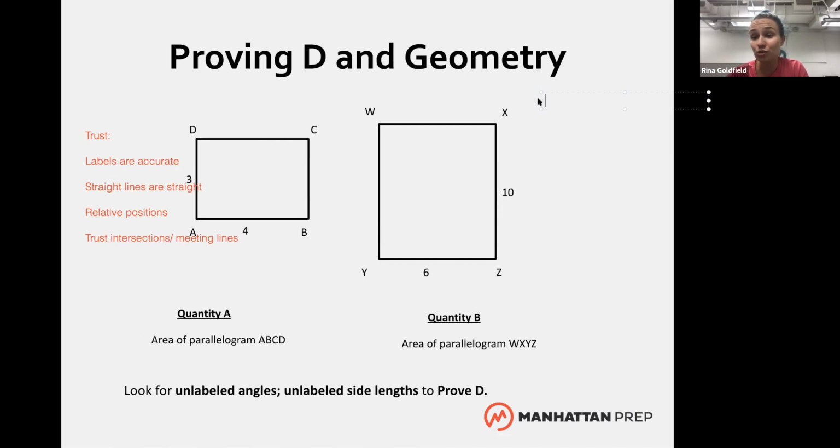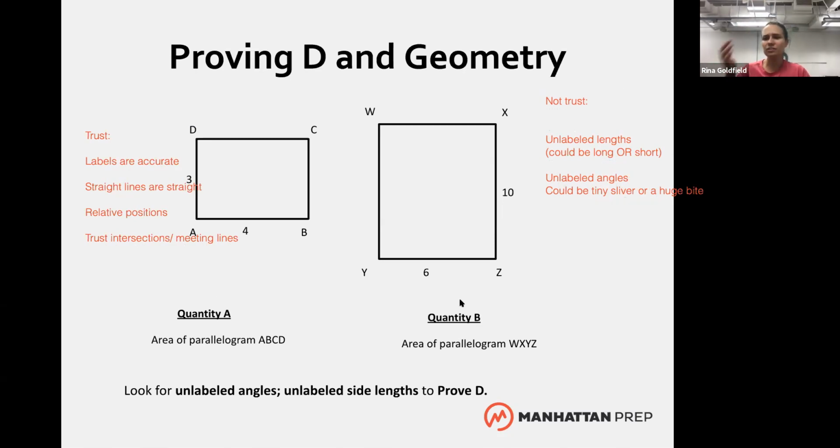Here's what we are not going to trust, and it's very specific. We're not going to trust unlabeled lengths. If they're not labeled, they could be long or short. And we're not going to trust unlabeled angles. Oops, I spelled lengths wrong. Unlabeled angles could be a tiny sliver or a huge bite. We can be skeptical here.